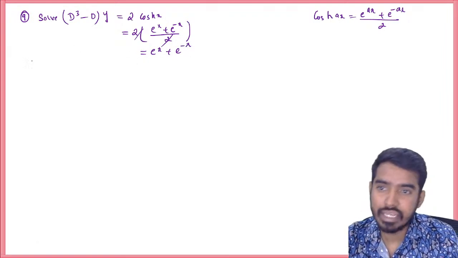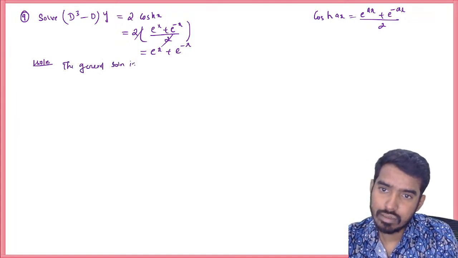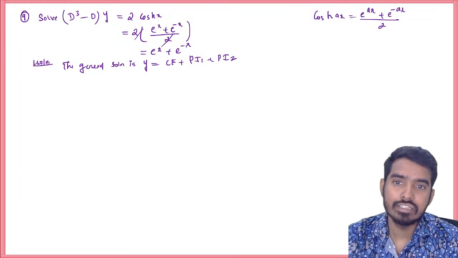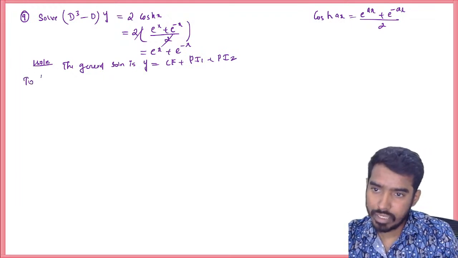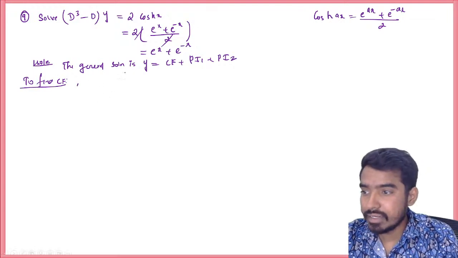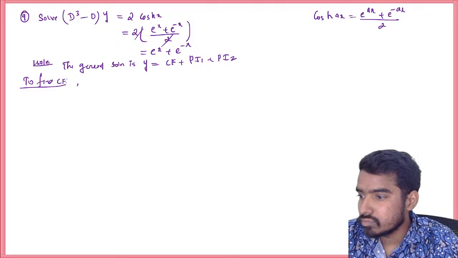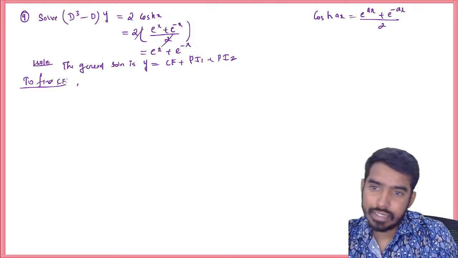So you will have PI1, PI2. So the general solution is given by y is equal to CF plus PI1 plus PI2, right? PI1 is this, PI2 is this. Okay, to find CF, so what is your characteristic function? What is my characteristic function?